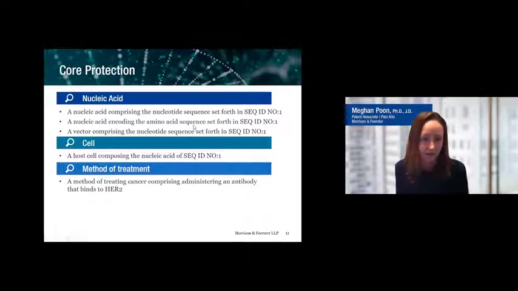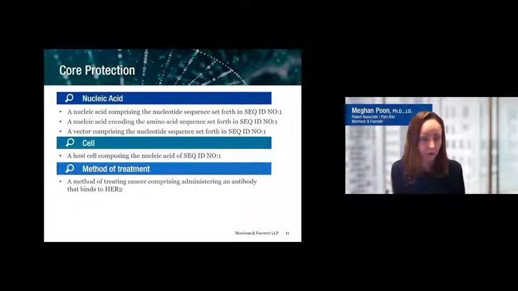Additional types of composition claims that we often present are nucleic acid claims. So a nucleic acid claim could be just a nucleic acid comprising a particular nucleotide sequence, but another way to claim a polypeptide would be by a nucleic acid encoding the amino acid sequence set forth in a particular sequence. We also claim vectors comprising specific nucleic acid sequences as well. So for example, like a gene therapy vector or something like that.